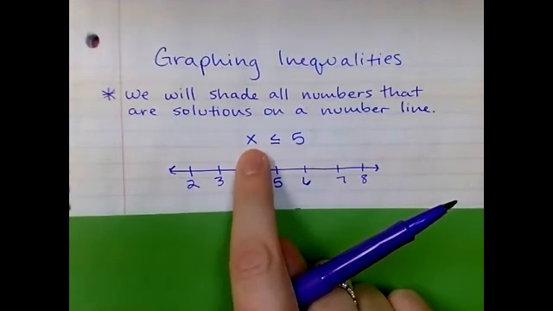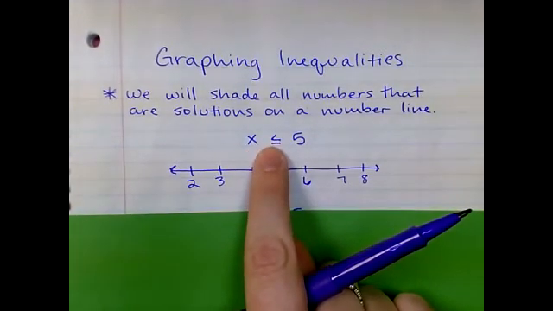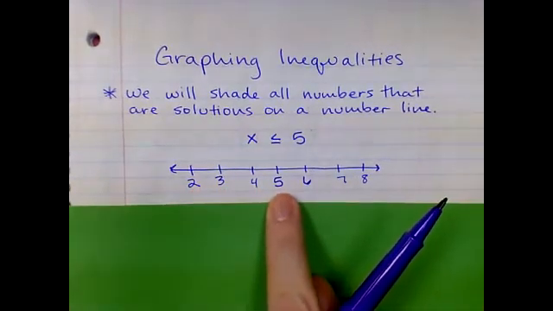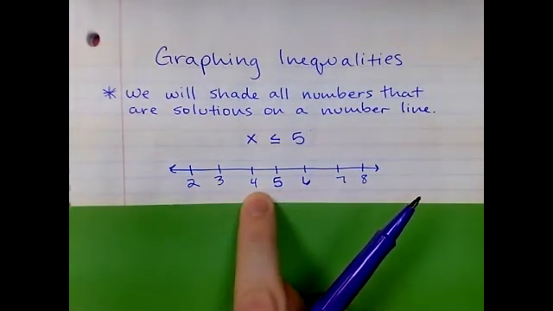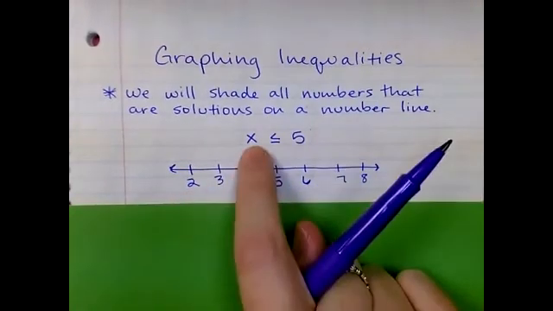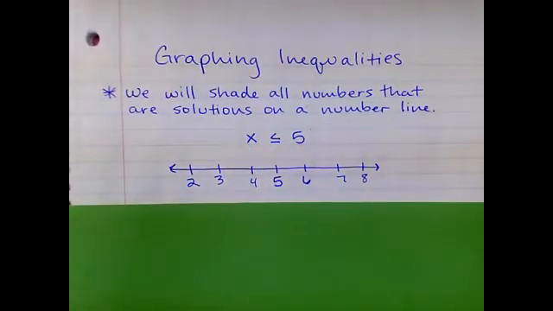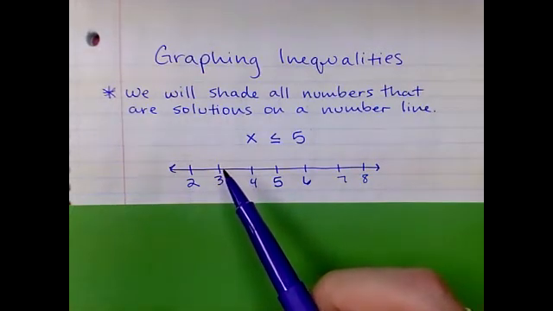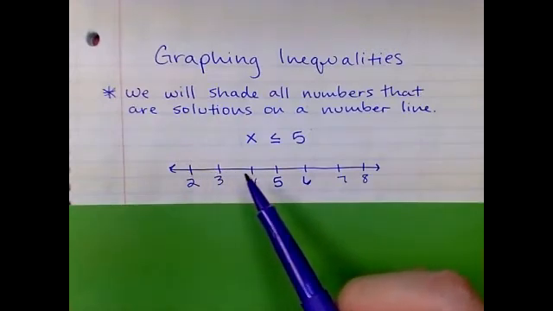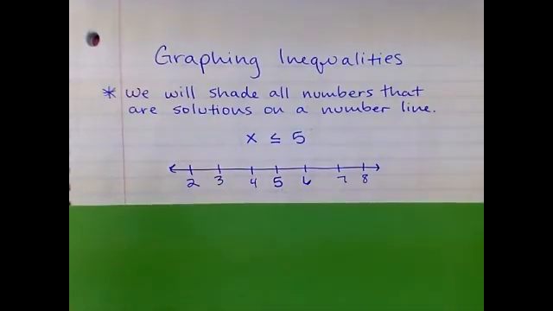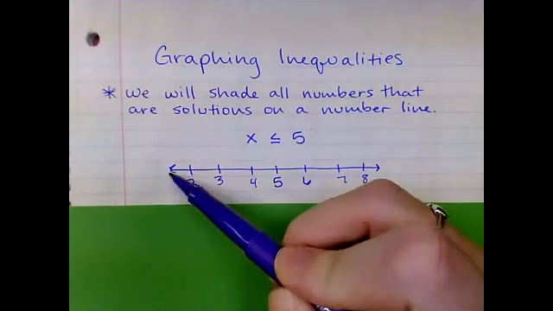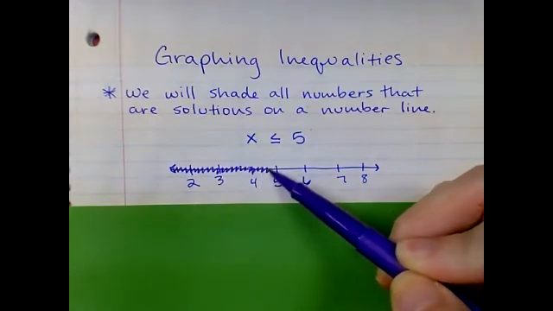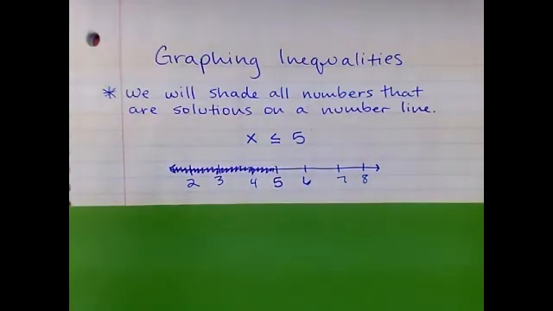Well, we know that x can be less than 5 or it can be equal to 5. So when I shade in on my number line, I want to know that all of these numbers that are less than 5, 4, 3, 2, those are all possible solutions because they are less than 5. But it's not just these whole numbers, right? I could have any one of these fractions or decimals in between these numbers that would also be smaller than 5. So I'm going to shade this whole part of my number line, all of the part of the number line that is less than 5.